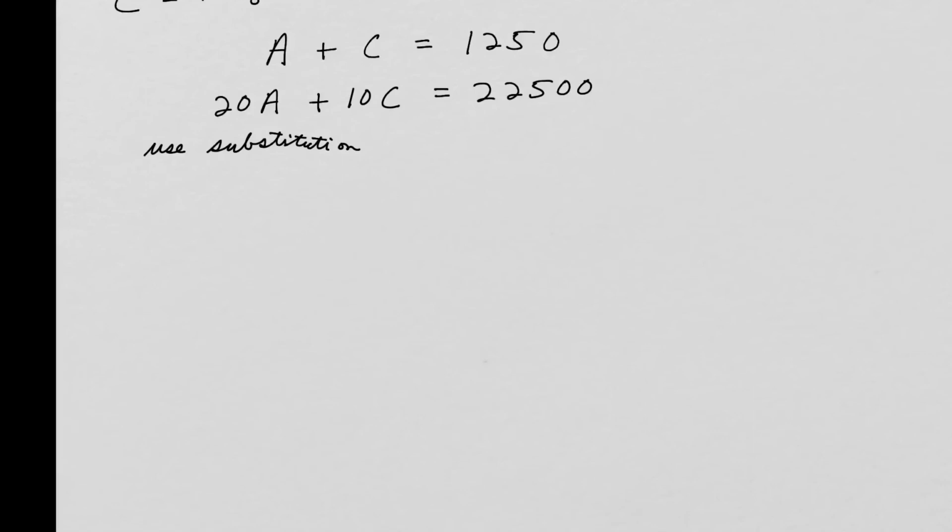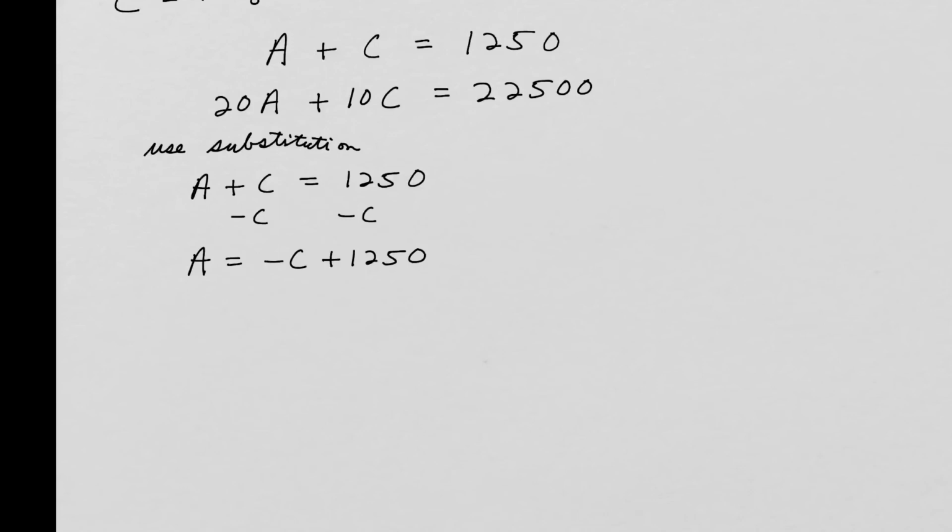Okay, so let me write down the first equation. Again, I have A plus C is equal to 1250. So how do I solve this for A? Well, I need to subtract C from both sides, right? So A is going to be equal to minus C plus 1250.